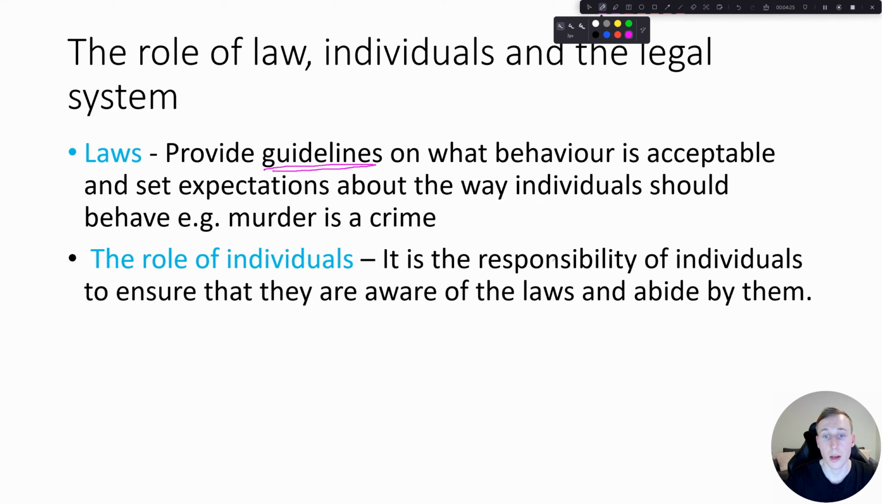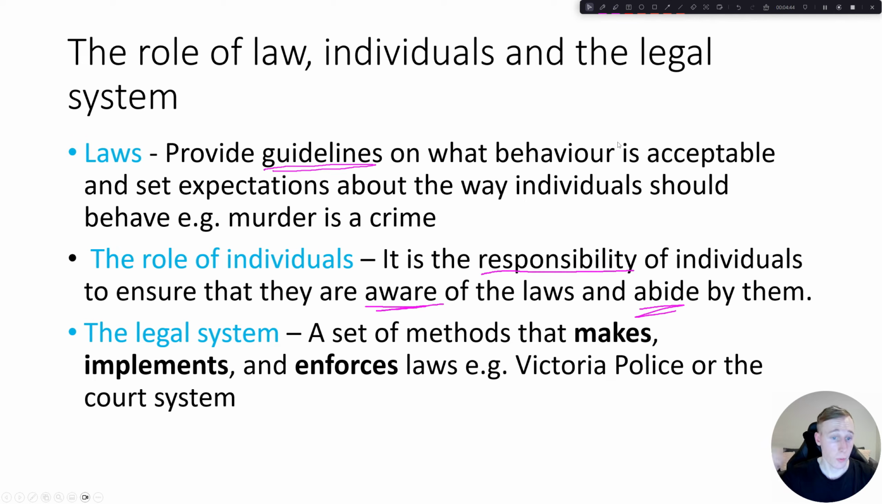Secondly, the role of individuals. So that's you guys and everybody else. It's your responsibility to know about the laws and how to follow them. So that'll sort of tie into some of our later topics we look at here. But laws are there to make sure that everybody knows about them and we are aware of what that involves and how to abide by them.